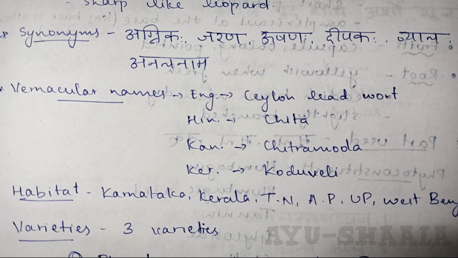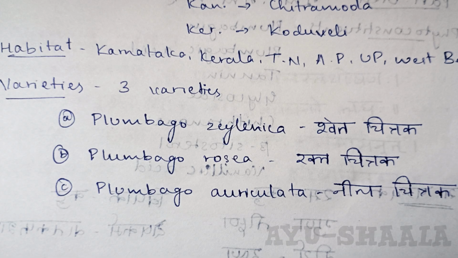And I have given the vernacular names also. This is not that important, but you can go through this. It is seen in the regions of Karnataka, Kerala, Tamil Nadu, Andhra Pradesh, UP and West Bengal. Here in this drug we have three varieties.